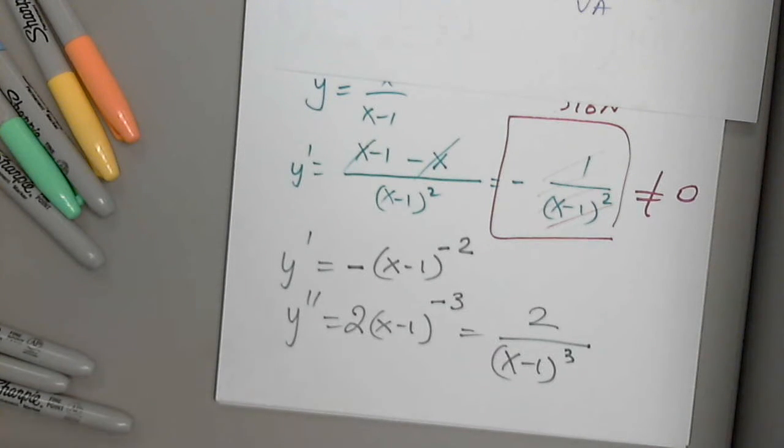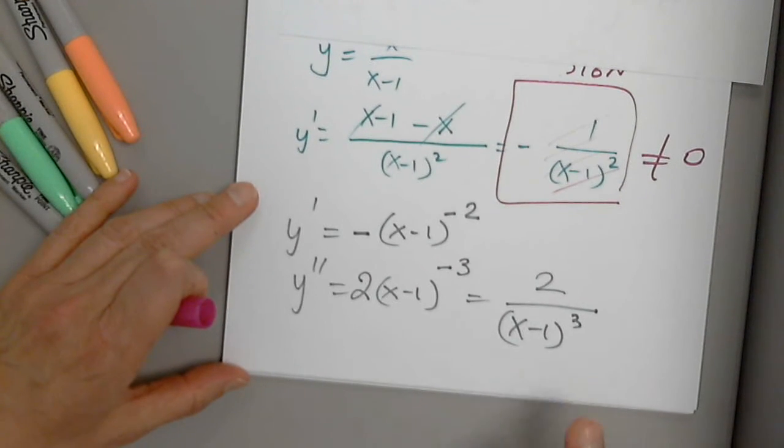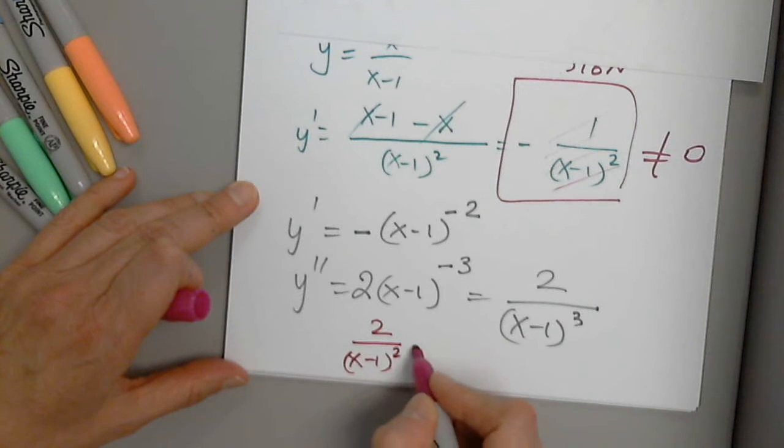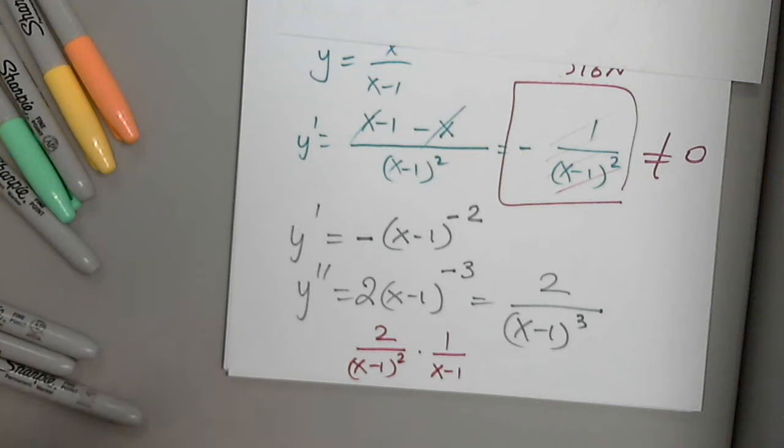For the purpose of the sign, I will rewrite this as 2 over (x minus 1) squared times 1 over (x minus 1). Why would I even do that or think of doing it? Because this is always positive. Don't even worry about it. I want to study the sign of this only.